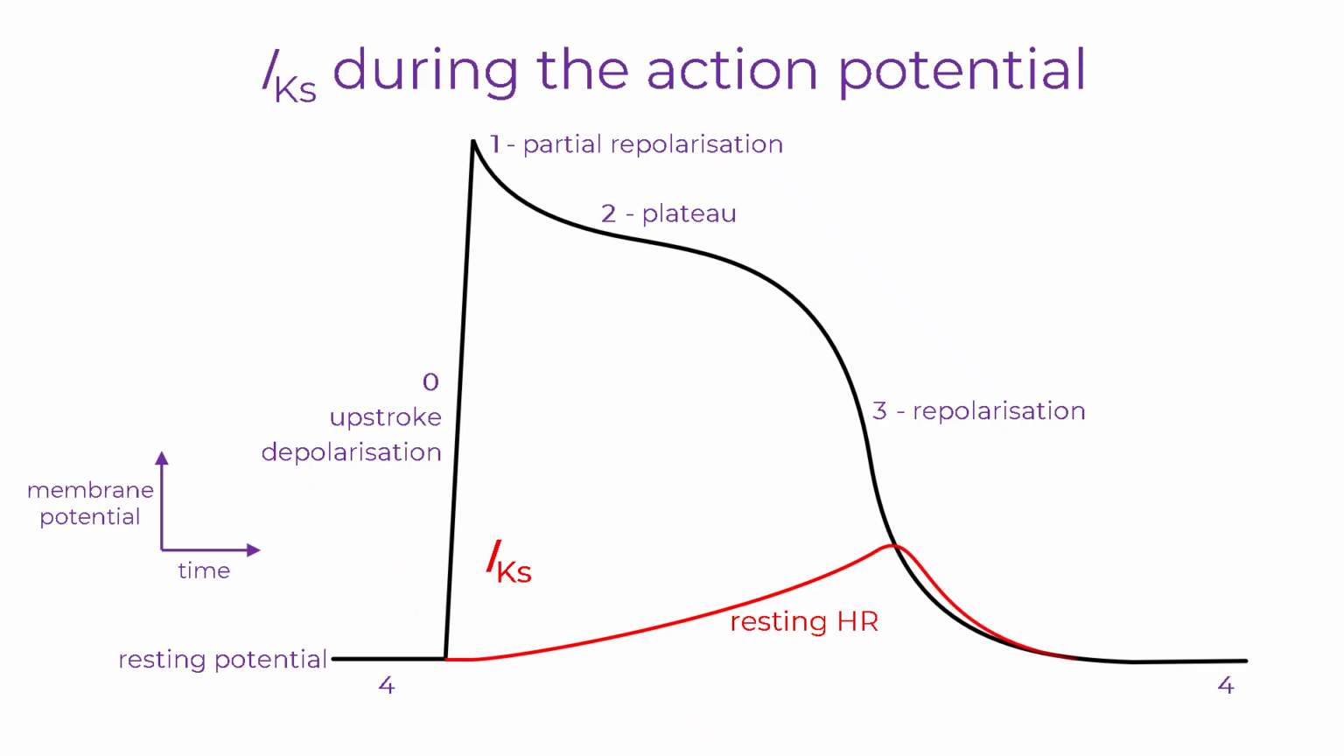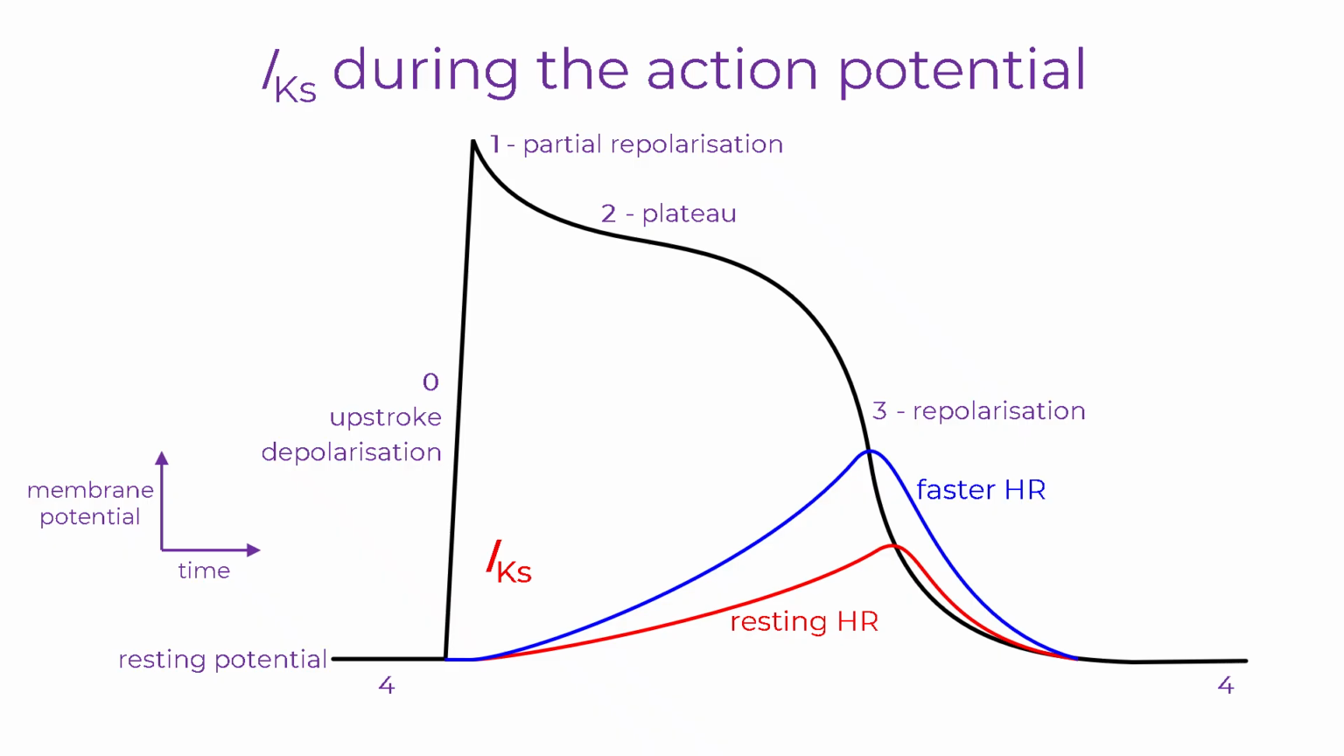phase 3. At faster heart rates or during sympathetic stimulation, IKs becomes much more prominent, helping shorten the action potential and preserve normal rate adaptation. In this way, IKs acts as a protective, rate-dependent reserve rather than a dominant baseline current.